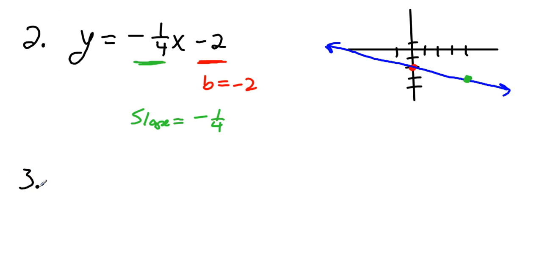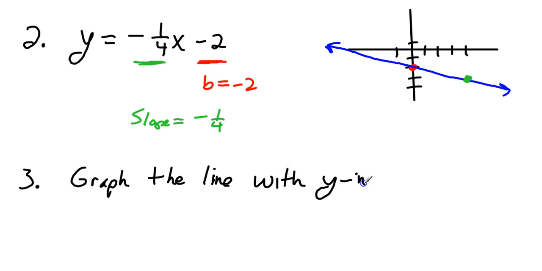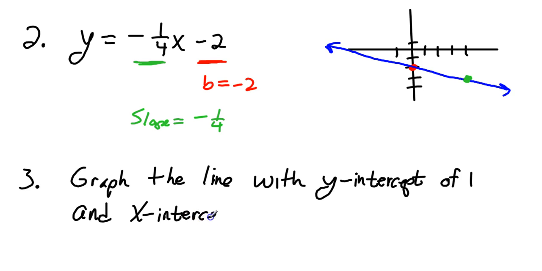Okay, number 3. For this one, instead of giving an equation, they ask you to graph the line with a y-intercept of 1 and an x-intercept of negative 3.